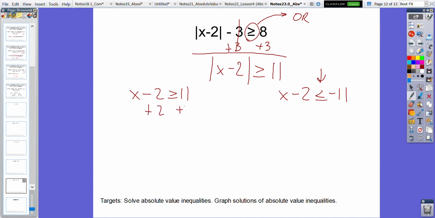And so we just solve like normal. Add 2 to both sides of the inequality. We get x is greater than or equal to 13. And then we do the same thing here. We add 2 more. That gives me x is less than or equal to negative 9.